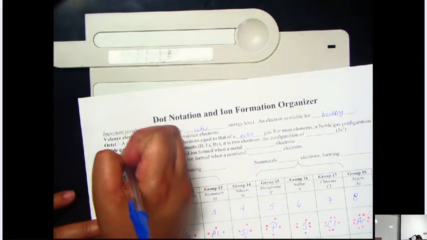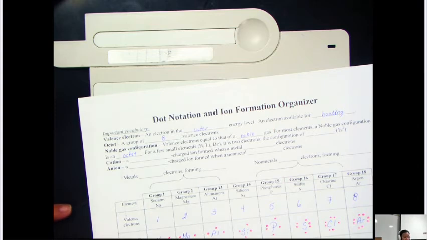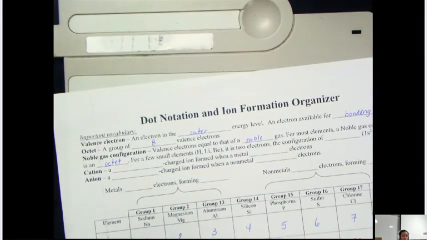Meaning your noble gases, for most of them, have 8 valence electrons. Remember the exception to that rule would be helium. Helium only has 2 electrons, but that does fill up its outer shell. It only has 1 energy level, which can hold a maximum of 2 electrons, so it is completely full. Your other noble gases have additional shells, and they have a total of 8, an octet, of valence electrons in their outer shell.